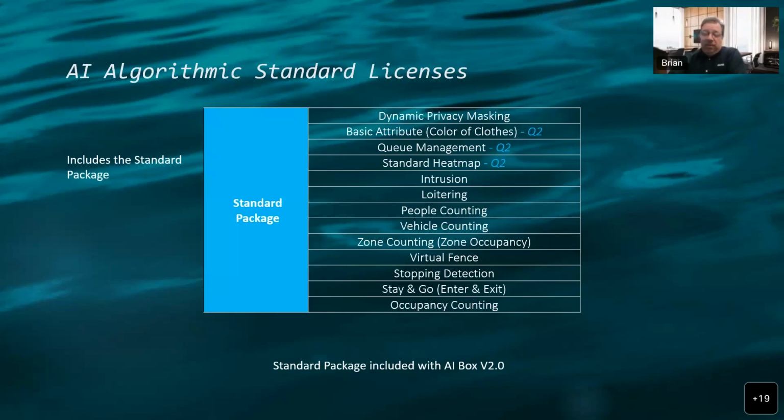And anyone who's dealt with analytics knows that, well, people don't stand still. So loitering is great for people. Stop is great for objects. Stay and go, which is essentially an object entering or exiting a zone or an area. And then occupancy counting, essentially how many objects have gone into a room or into a zone, typically through a single entry or exit point.